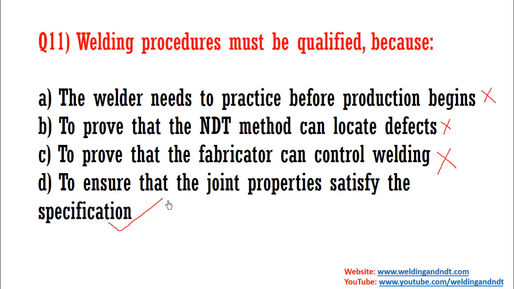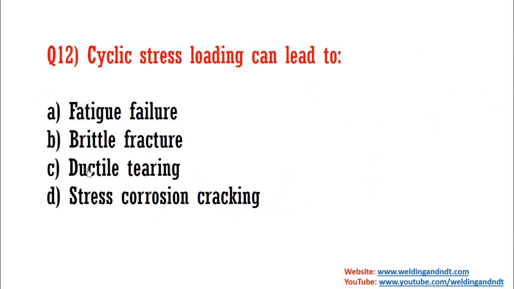This is why we qualify our welding procedure, to see that the joint which we produce with the particular welding process is sufficient to give us the desired mechanical properties. So option D is the right answer. Now question number 12. Cyclic stress loading can lead to... see, cyclic stress is nothing but repeated loading on a particular component. So if there is repeated loading, then the chances of fatigue failure will be there. So the answer will be A, fatigue failure.